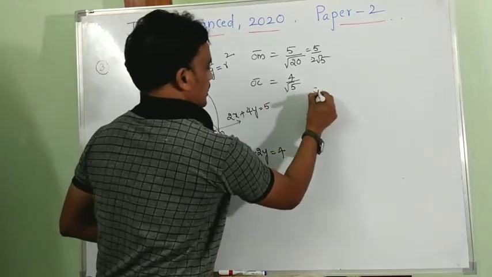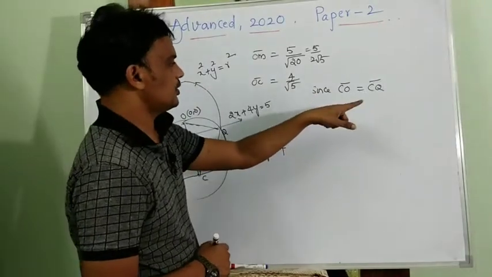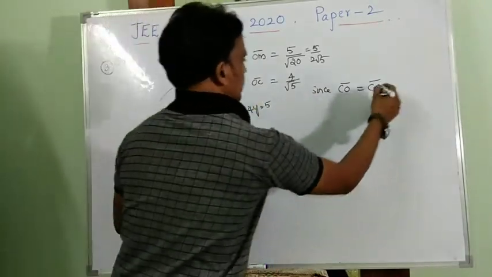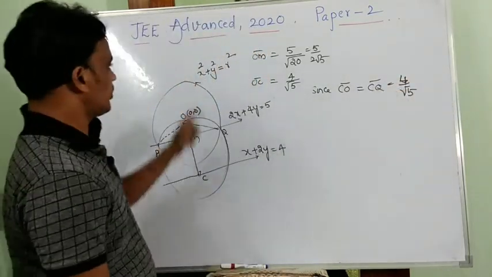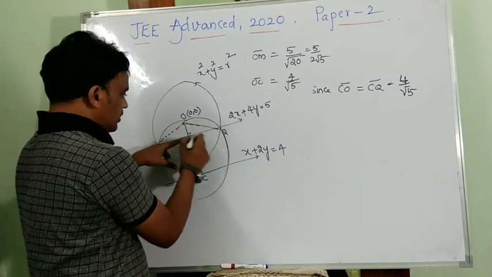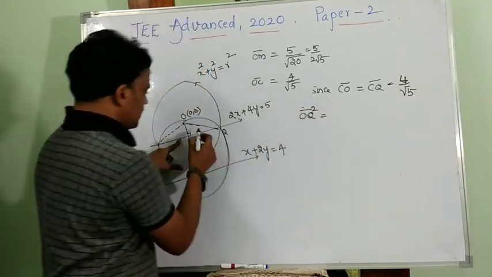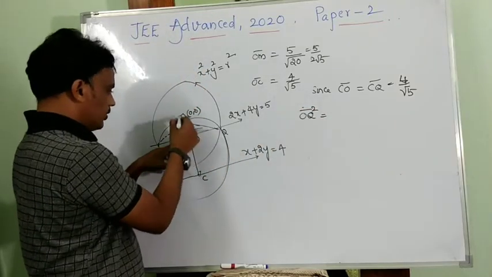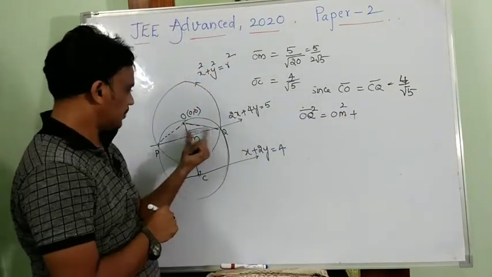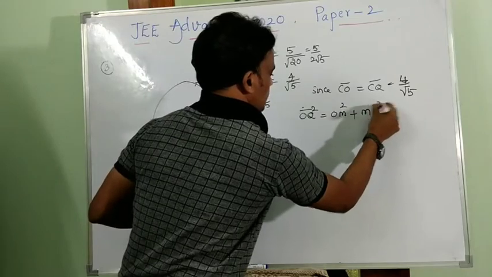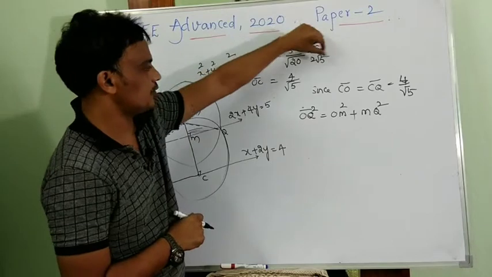Since CO equals CQ, what is the CO? Already it is 4 by root 5. Now finally we are going to find the radius. Take this triangle. From this triangle, OQ square equals OM square plus MQ square. Am I right? Already OM is 5 by 2 root 5.